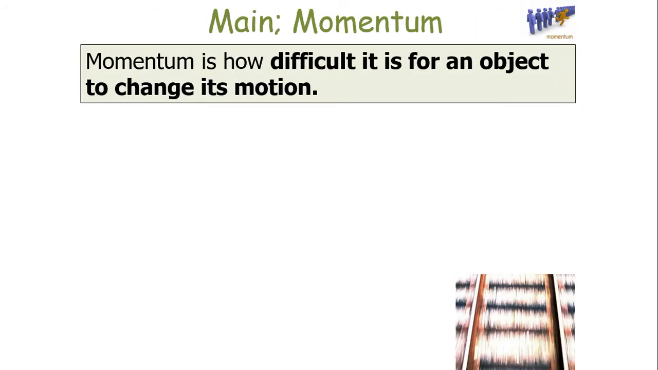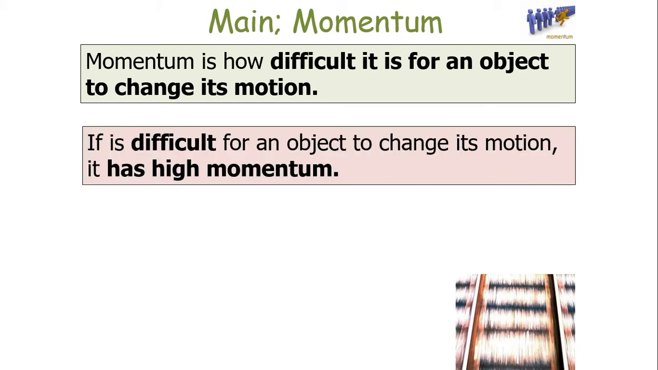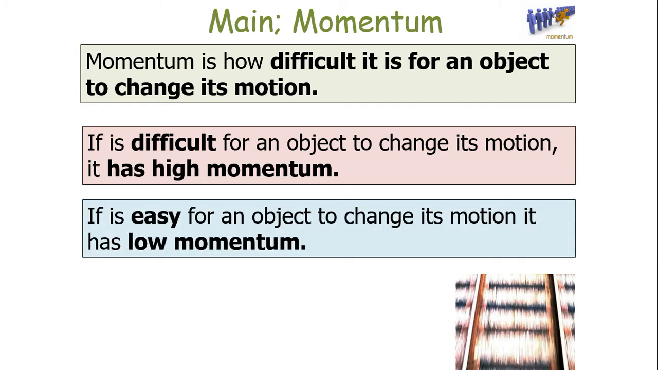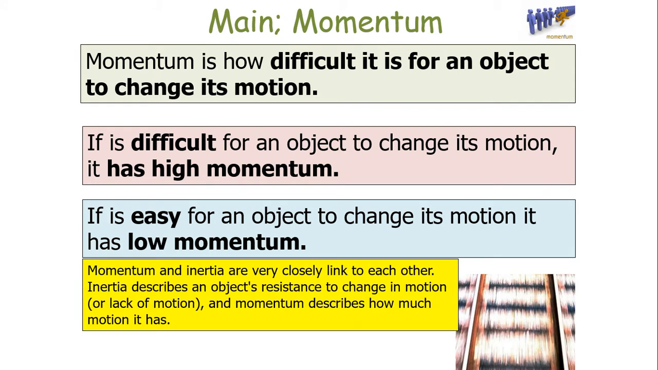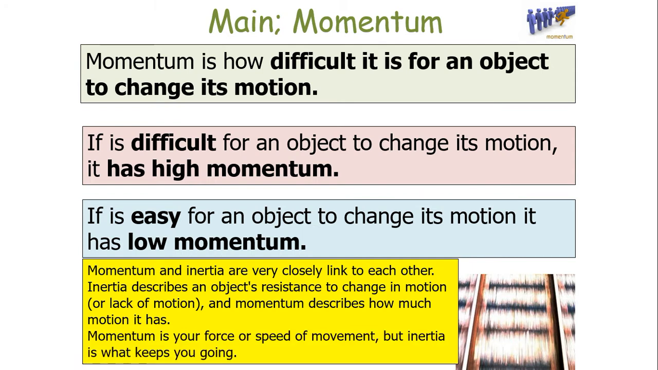Now, momentum is how difficult it is for an object to change its motion. So if it's difficult for an object to change its motion, it has a high momentum. If it's easy for an object to change its motion, it has a low momentum. So momentum and inertia are very closely linked to each other. Now, inertia describes an object's resistance to change in motion or lack of motion, and momentum describes how much motion it has. So momentum is your force or speed of movement, but inertia is what keeps you going.